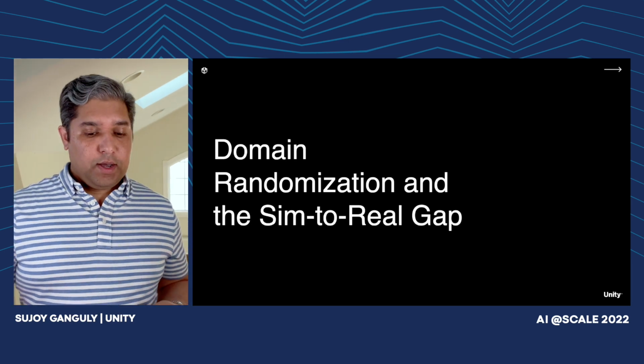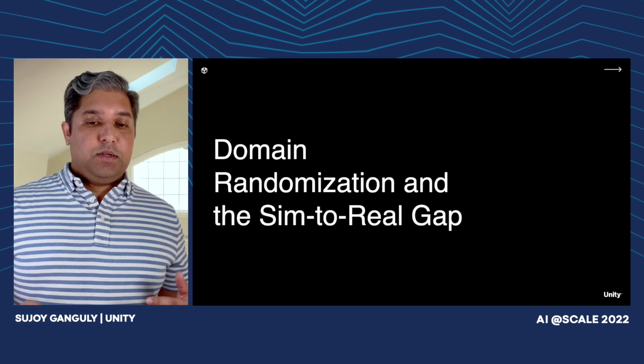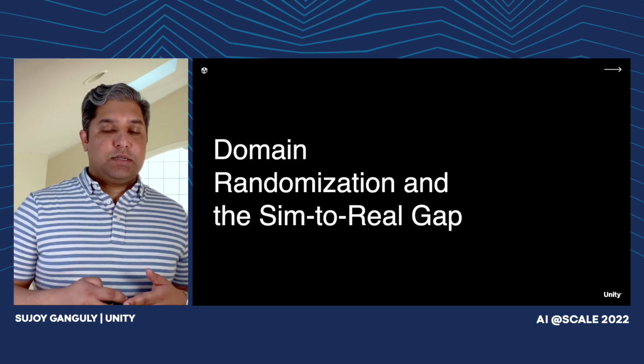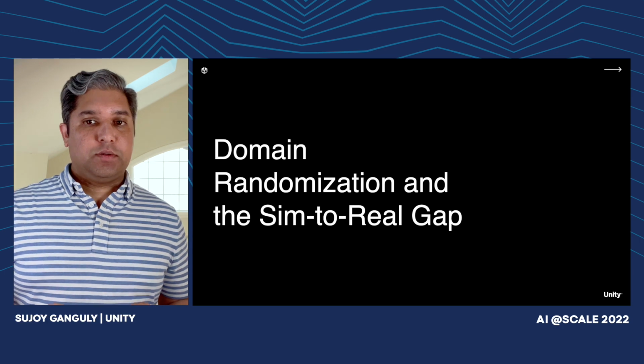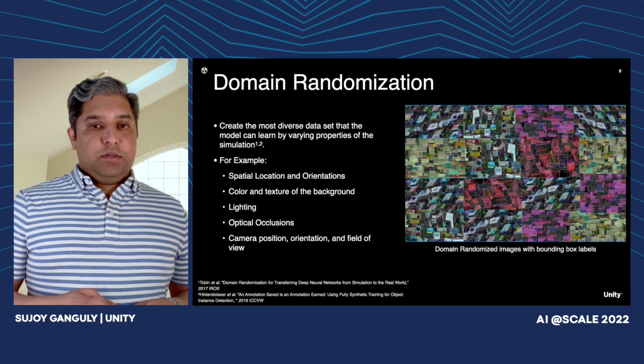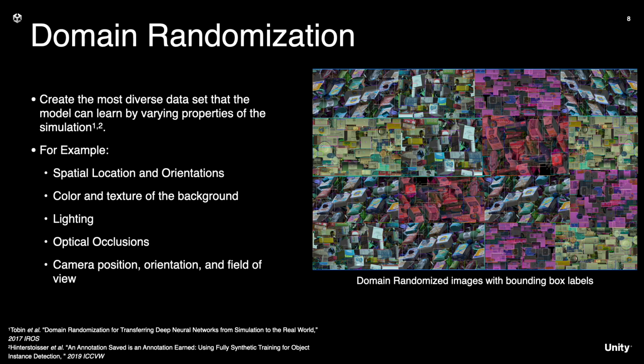And one of the ways we use to create these synthetic data sets is something called domain randomization. So domain randomization is a method to create the most diverse data that our machine learning models can learn from by varying various properties of the data set. So for example, the spatial location and orientation of objects, color, texture, lighting of the backgrounds, optical occlusions, camera positions, orientations, field of view, all sorts of things.